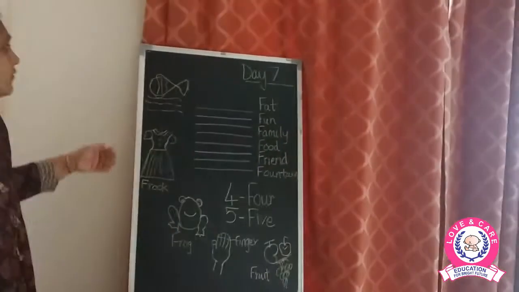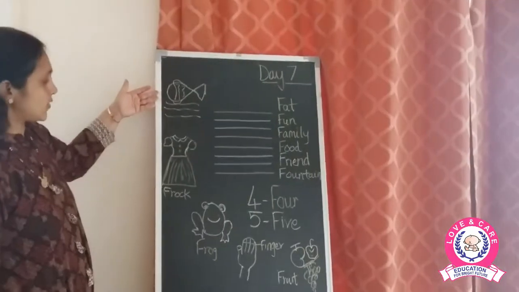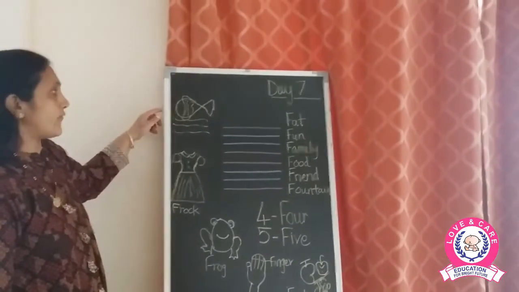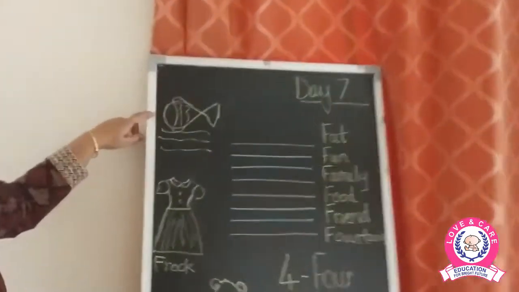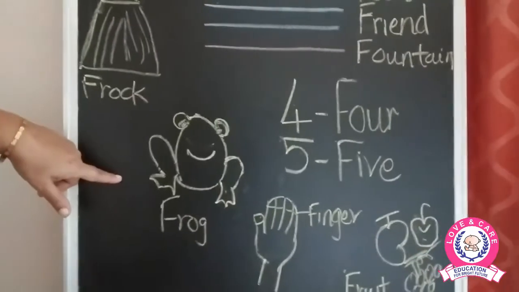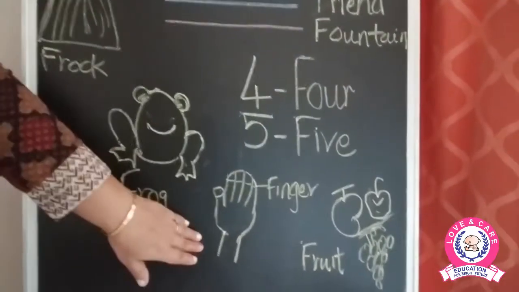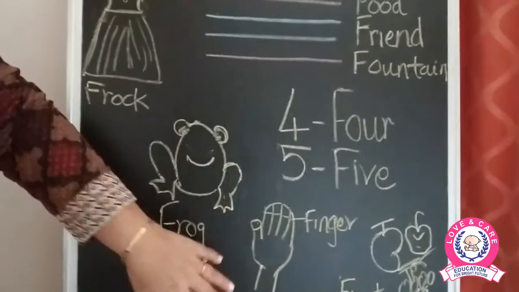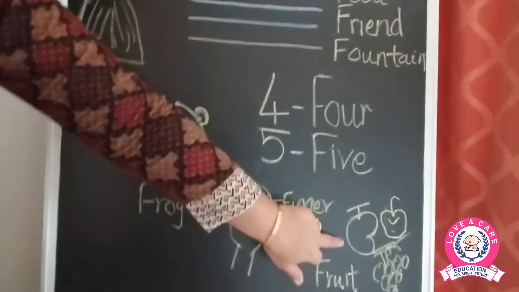Here I have drawn a few more pictures that start with the letter F. That is the fish, frog, fingers, these are the fingers, then the fruits.